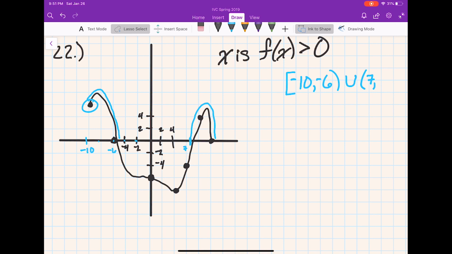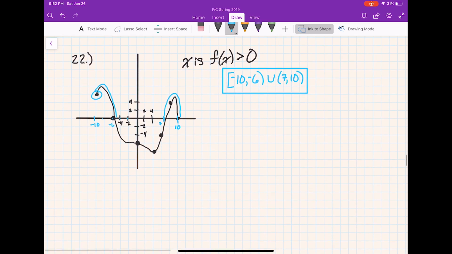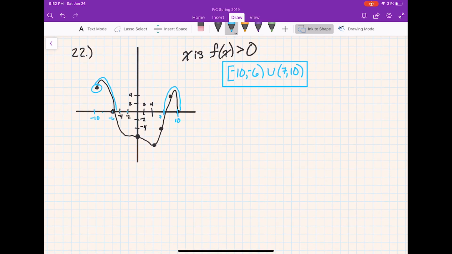Okay, well, now you can see that last point on this squiggly line actually falls on 10. But remember, at 10 it's also on the x-axis, so we don't include that one. So here is our answer for number 22. I'll go on to number 23 here.